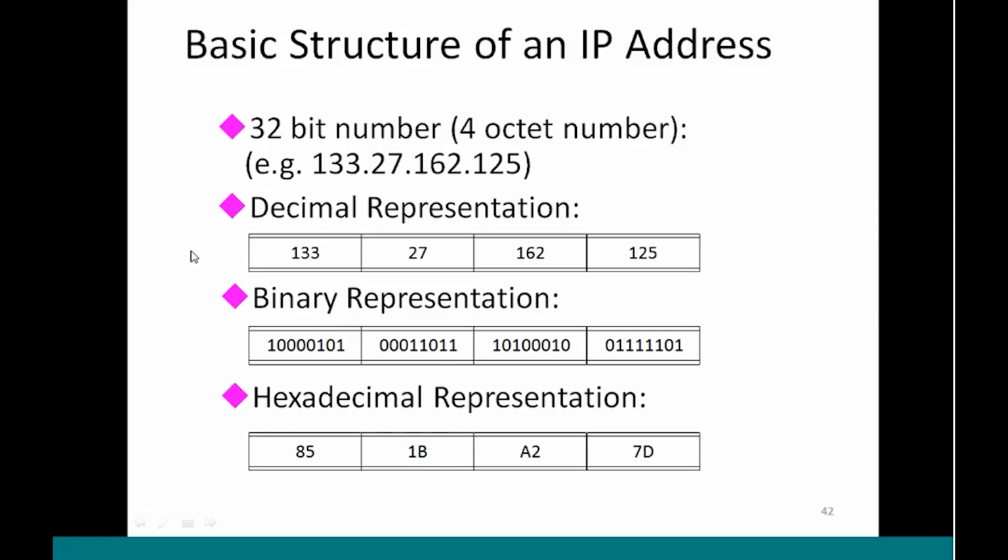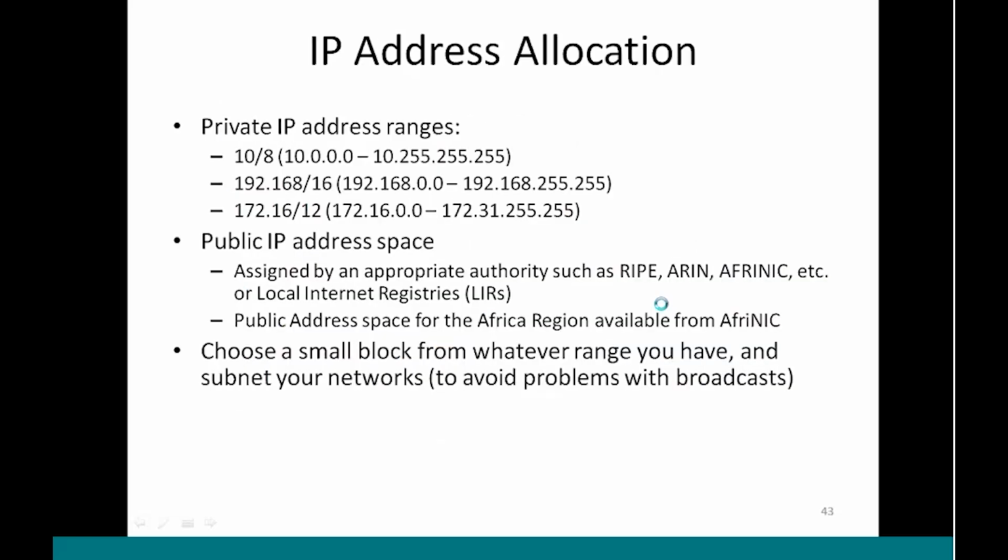How the IP addresses are allocated. So here there can be two different IP address structures. One is the private IP address. They range from 10/8, essentially 10.0.0.0 to 10.255.255.255, which is the maximum 8-bit number.